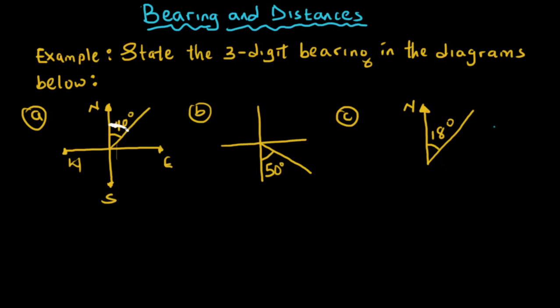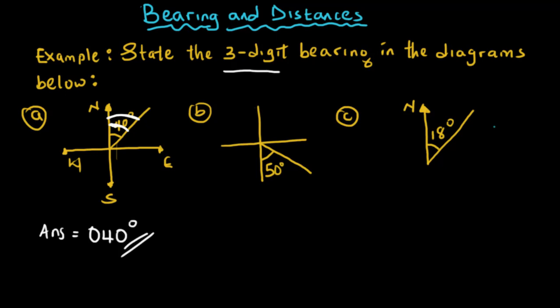And so for this one, this angle is 40 degrees. But because we are doing 3 digits bearing, the answer would be 040 degrees. I hope you understand. So don't forget, start from the north and then draw the angle till you get to the line in which you were asked to find the bearing. And so this angle here is the same thing as 40 degrees. And so we write 040 degrees. Does that make sense? Let's do B.